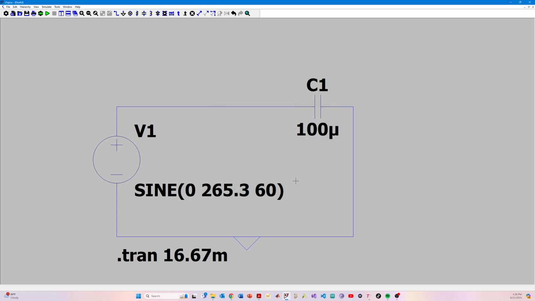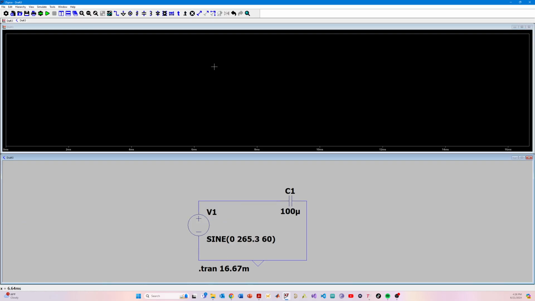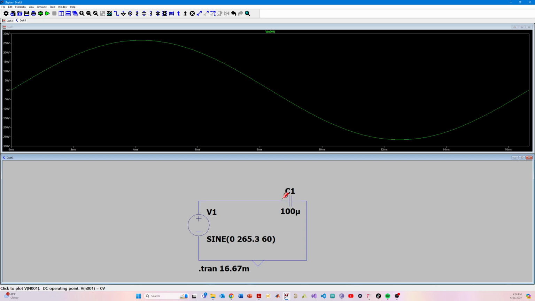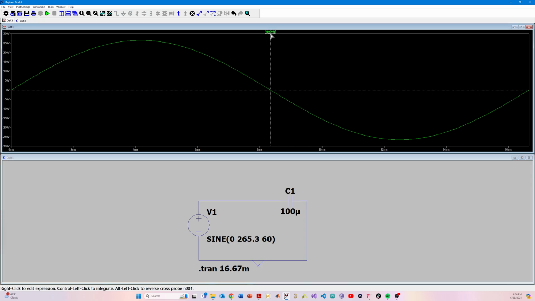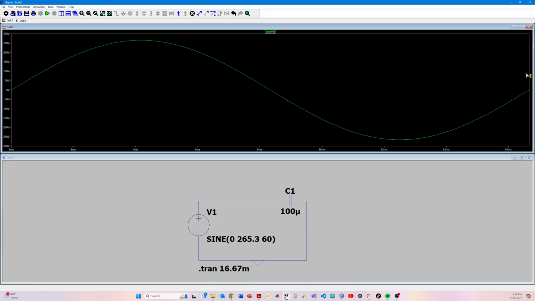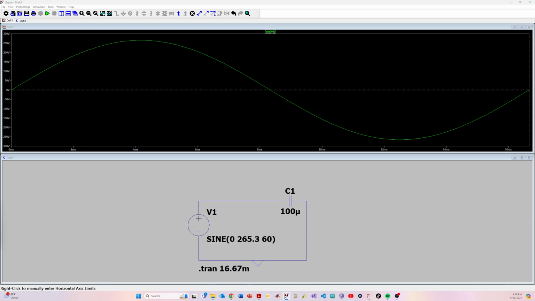I have a new keyboard. Forgive me, I haven't used a number pad. But anyways, our transient time is good. Our voltage source is good. Capacitance is good. I think it's Control R for run. Yep. And then we can click the voltage. So that is one period. Let me make sure I see what's going on. What is the time on that? So that's 16.67 milliseconds. Okay, I'll take that.